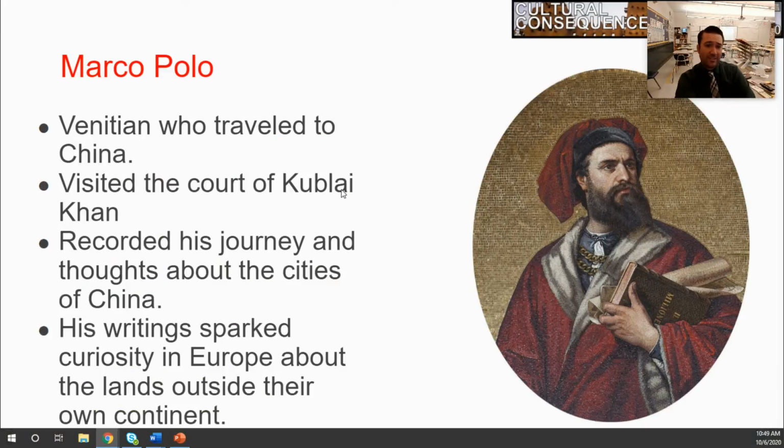So Marco Polo was a Venetian. He traveled to China with his brothers and his father. And he essentially travels to China during the Yuan dynasty, where he ends up visiting and staying for an extended period of time at the court of Kublai Khan.